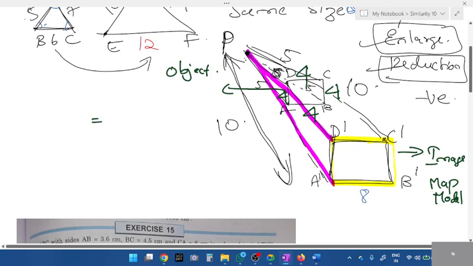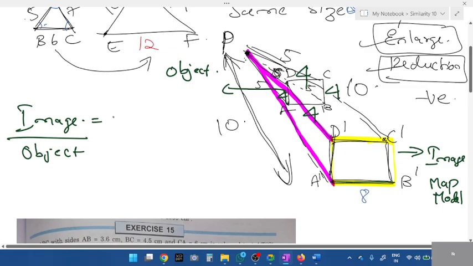Okay, so whatever new diagram is formed, students, with reference to this new diagram, image, model and map, the formula is image divided by the object value. Now let us take the size. In image, which size is given? Which side value is given in image? Which side value? A dash. Respond, all of you respond.